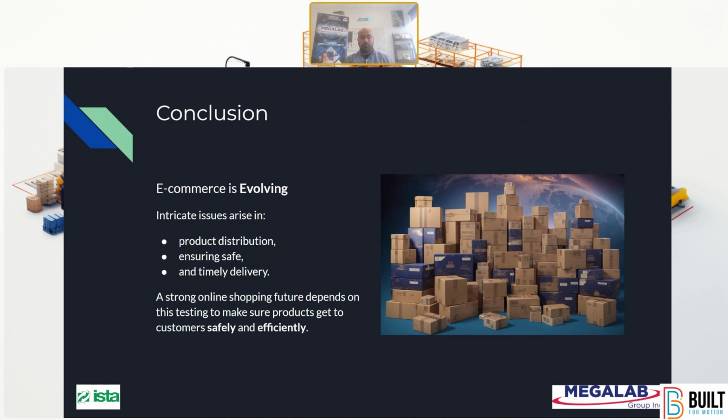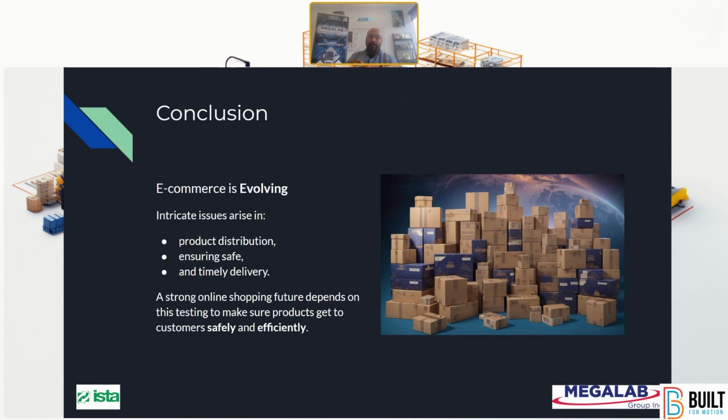But in conclusion, e-commerce is evolving. A large number of changes in the supply chain, how distribution and warehousing and production are actually conducted, as well as the prevalence of the data and the ability to process it, create the opportunity for more and more manufacturers to have lean, just-in-time production systems.